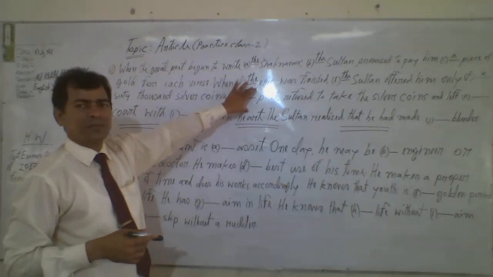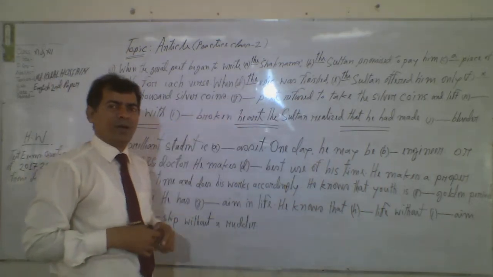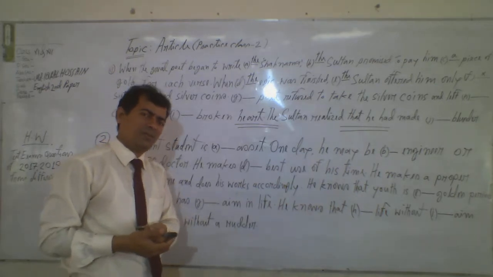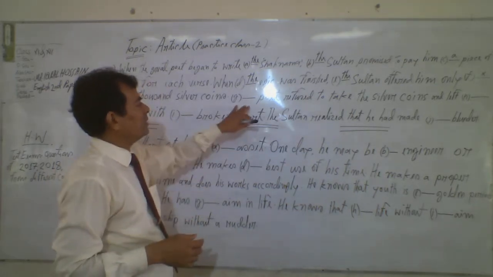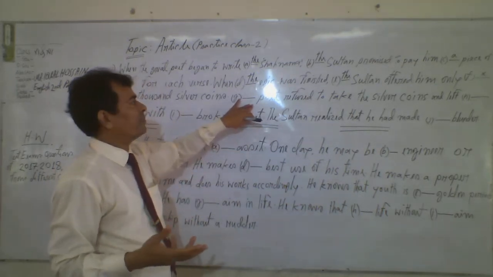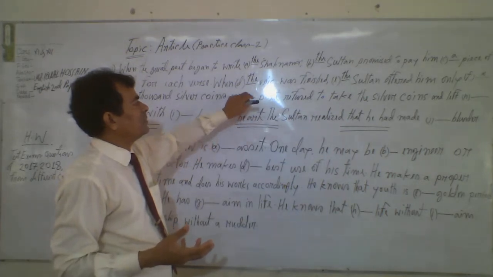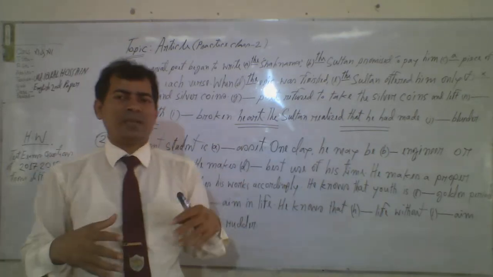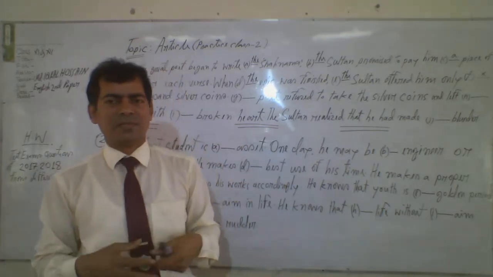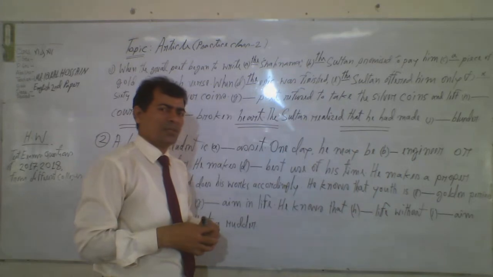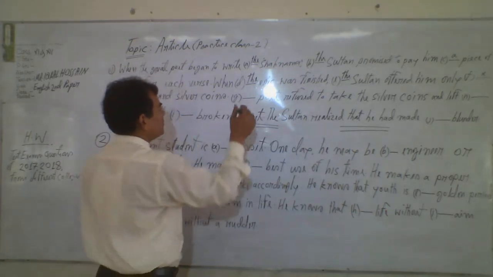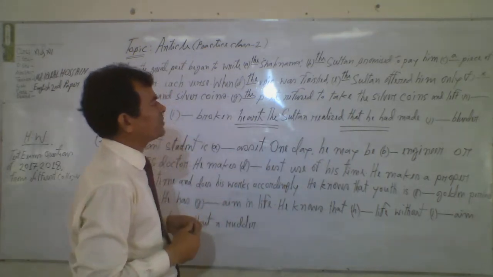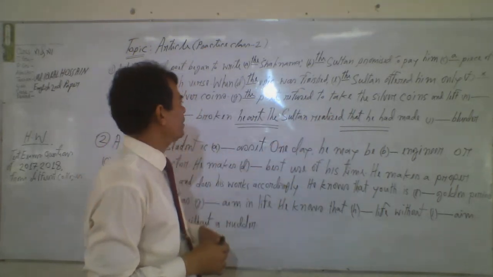Here I have to use the poet. If I mean the, in our mother tongue Bangla, I need to use the, because here, as I told you, when I mention something or someone for the second time, I must use the definite article. The poet refused to take the silver coins and left the court.